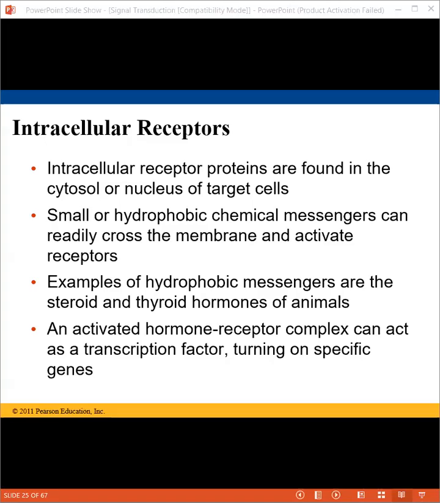Today we are going to discuss intracellular receptors. So earlier we have discussed the receptors which are found on the cell membrane itself. And today we'll look into the receptors which are by nature proteins, and these proteins are found in the cytosol or inside the nucleus of the cell.